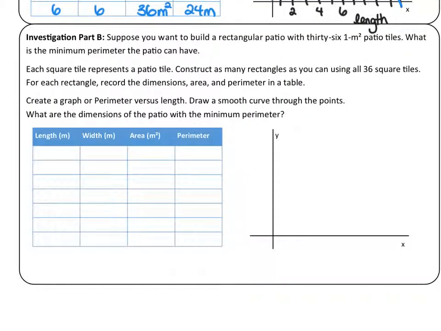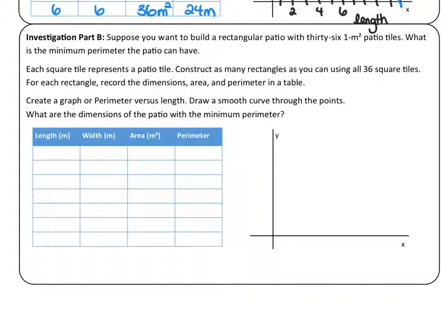So suppose you want to build a rectangular patio with 36 1 meter square patio tiles. So those are square tiles, and you have 36 square tiles. What is the minimum perimeter the patio can have? Each square tile represents a patio tile. Construct as many rectangles as you can using all 36 tiles. For each rectangle, record the dimensions, area, and perimeter in a table.